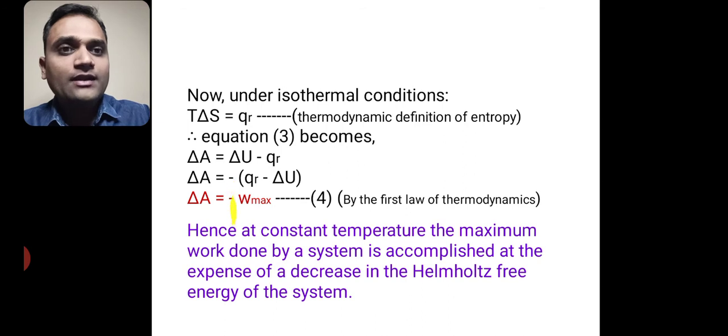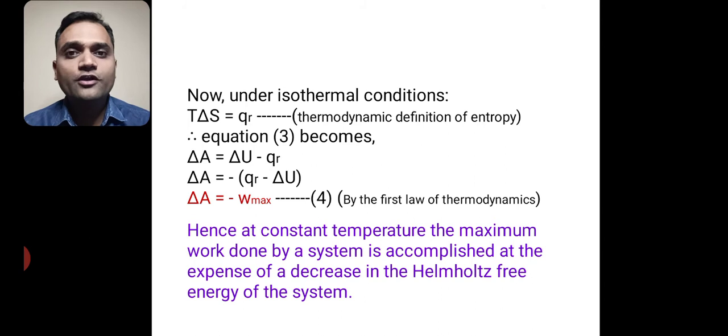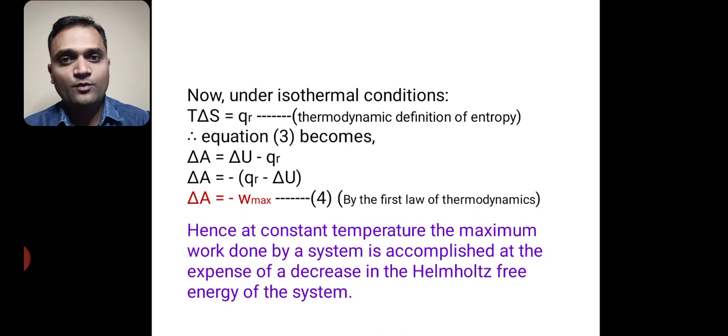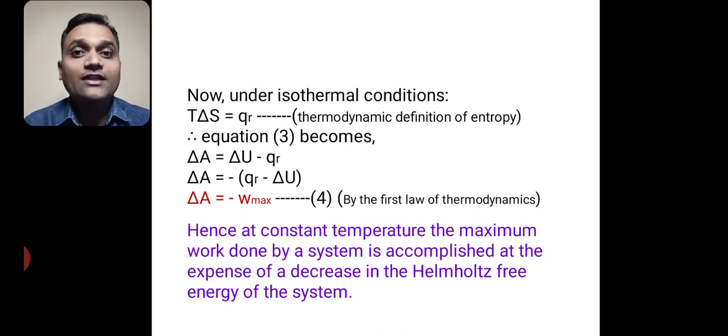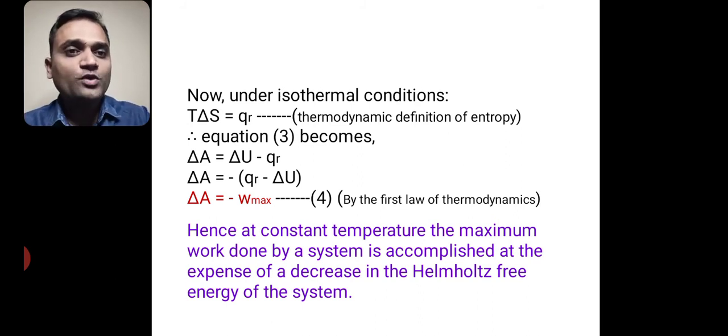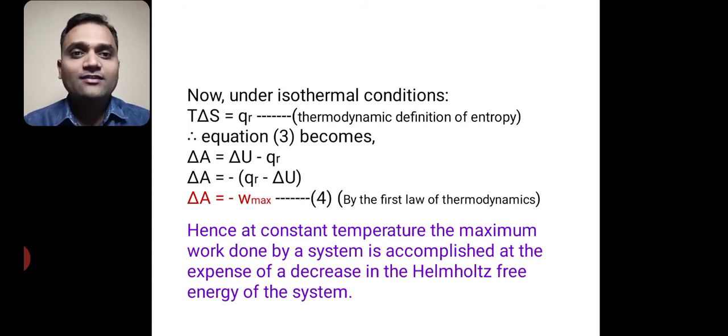That negative sign which is outside the bracket remains as it is, minus, and for the bracket we have written W max. So W max is equal to QR minus delta U, and it is nothing but the first law of thermodynamics. What is the mathematical statement of the first law of thermodynamics? That W is equal to QR minus delta U. So we have just put W max for QR minus delta U. So finally our equation is delta A is equal to minus W max.